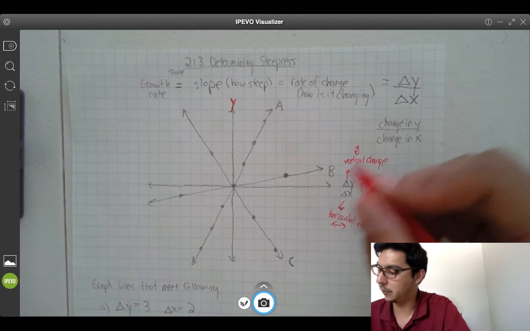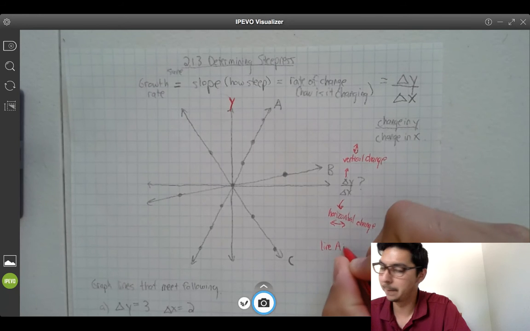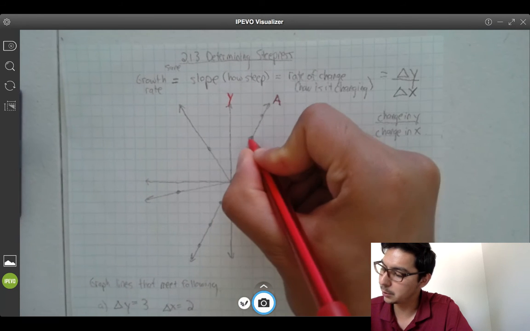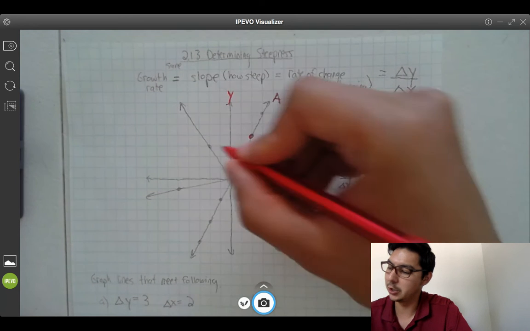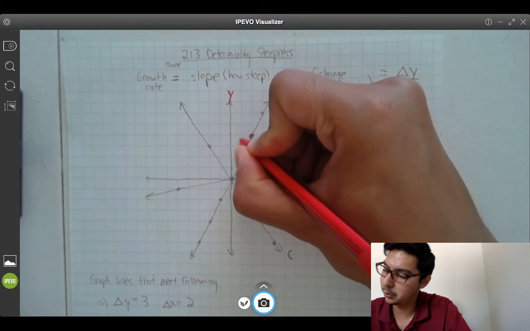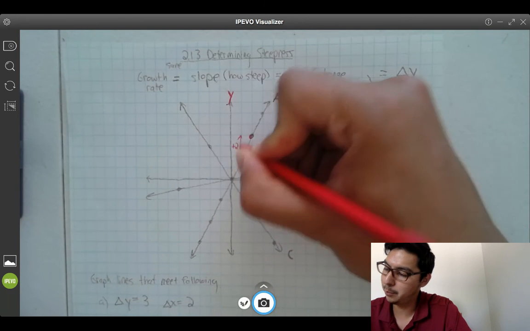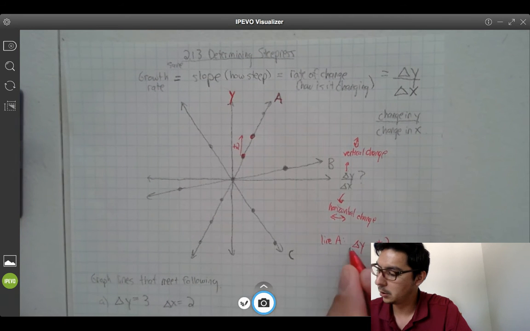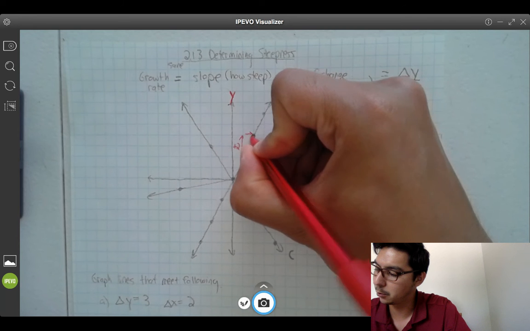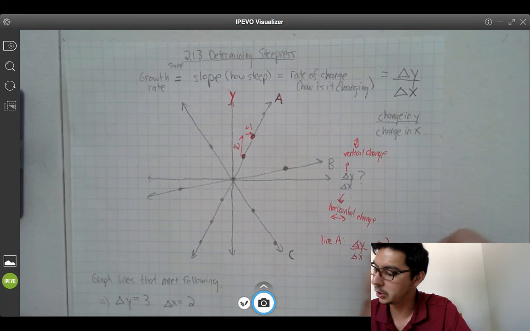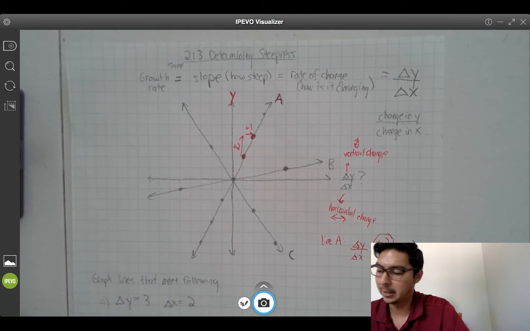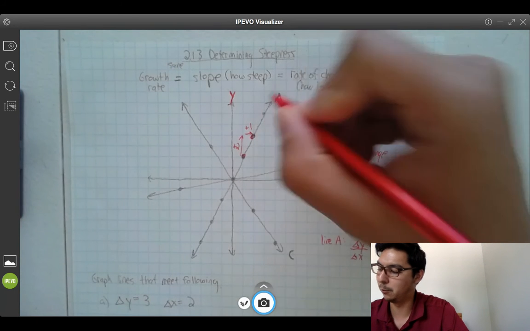So if I look at line A, for example, which is this one here, and I pick 2 points on it, say I pick this point and this point, and I want to know how it is changing. Well, notice to get from here to here, we have to go up 2, and by going up, that's your change in y. So the change in y is positive 2 over what's the change in x? Well, then we had to go right 1. So your change in x is right 1. So line A is 2 over 1, or you can just write 2. And that's how it's changing: up 2, right 1.